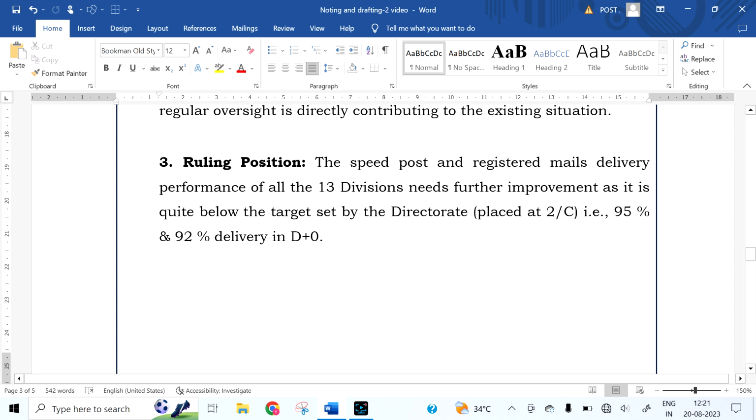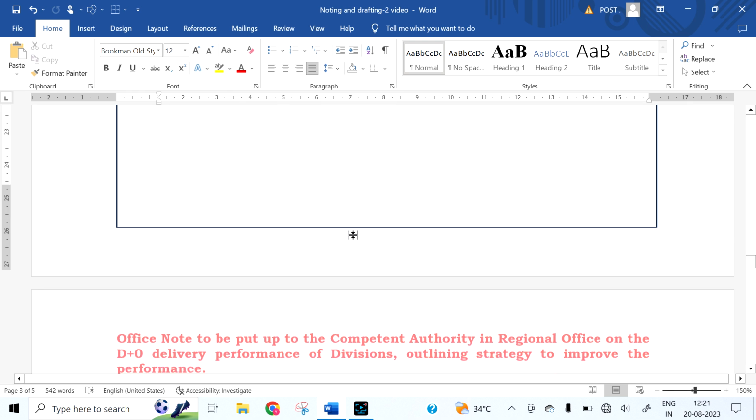Directorate targets are placed at 2C. So already 1C is about the performance of each division. 2C is the directorate targets. Here about the rule position, that is 95% and 92% of D plus 0 in speed post and register post respectively. So it is like that.